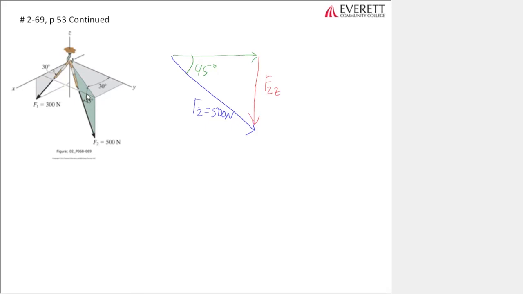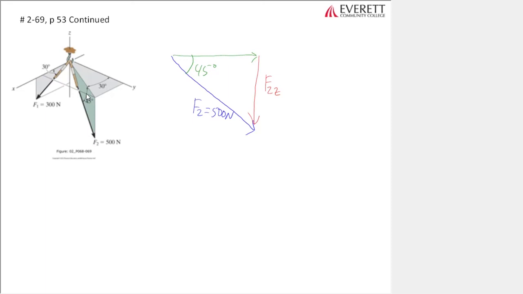Does everybody have that on their paper or something similar? That's the greenish plane over here with the 45 degrees. I've labeled one side F2Z, right? F2Z is this side right here. Straight up and down. It's parallel to Z, so that one's clear. What's the top side? Is that a component of F2?